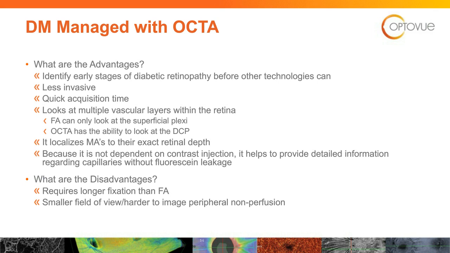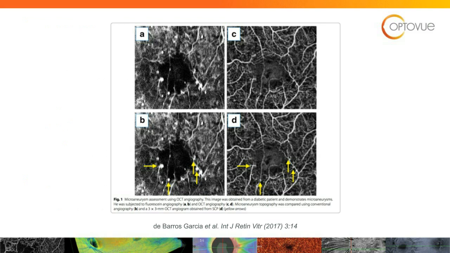The number of identified MAs was less than in studies with the fluorescein, as I talked about earlier. This was a study looking at the number of MAs identified in a fluorescein angiogram on the left versus in an OCT angiogram on the right. And you will notice that it's not as many MAs in the OCTA images on the right. However, remember that it can image at different layers in the retina versus just that one layer with a fluorescein angiogram.